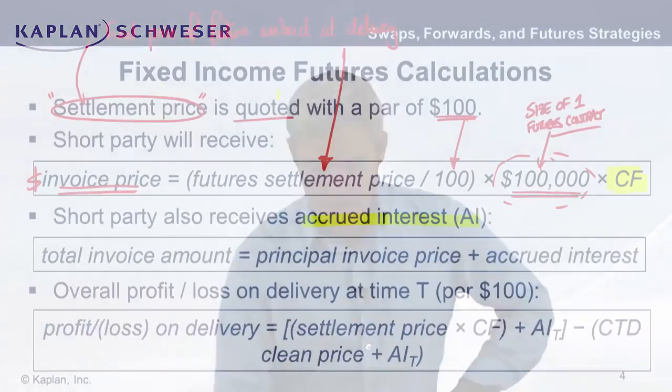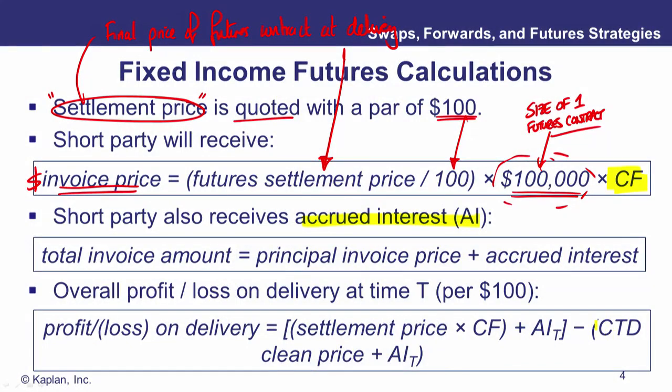What are they going to have to pay for the bond that they're delivering out under their short futures obligation? Well, they're going to have to pay the clean price of the bond plus any accrued interest. Now, assuming that they buy the cheapest to deliver bond, assuming that they buy the bond that is cheapest for them to buy and deliver out under the futures position, they will be paying the CTD clean price plus any accrued on the underlying bond.